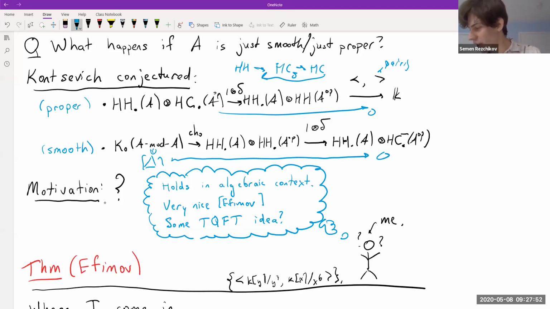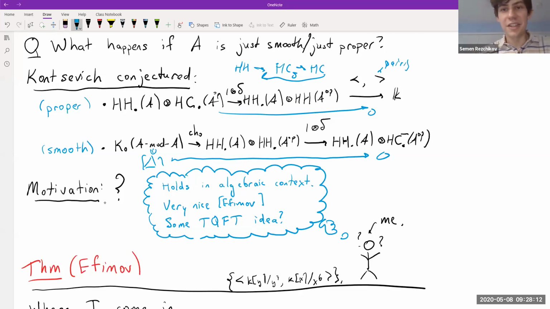So I'm not sure what the motivation is exactly. One motivation might be that these hold in the algebraic context when A comes from a smooth or proper variety. Another motivation might be that these are equivalent to vastly more general conjectures. So Efimov had a series of papers showing that if you assume these, you can prove more and more.